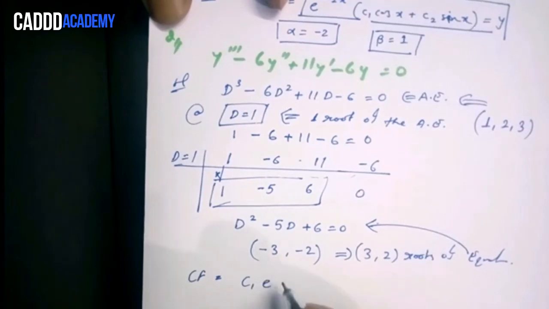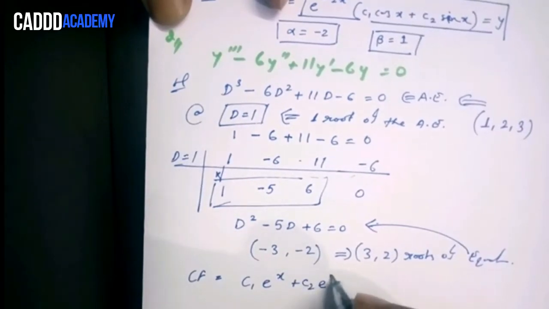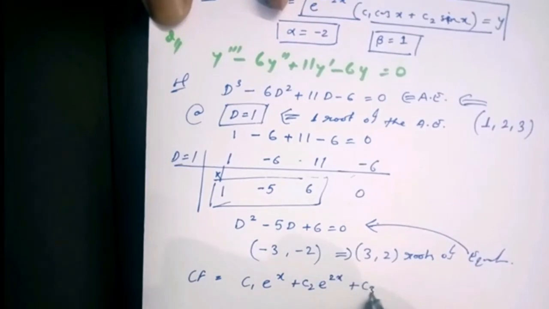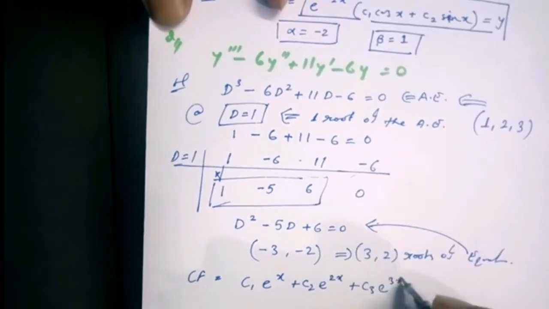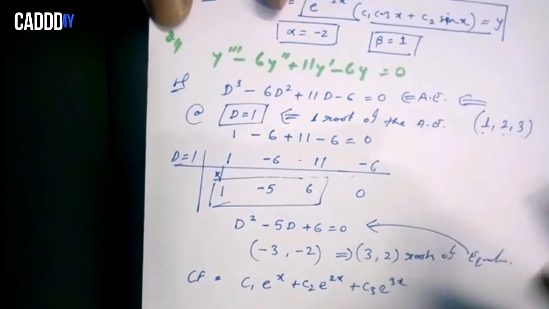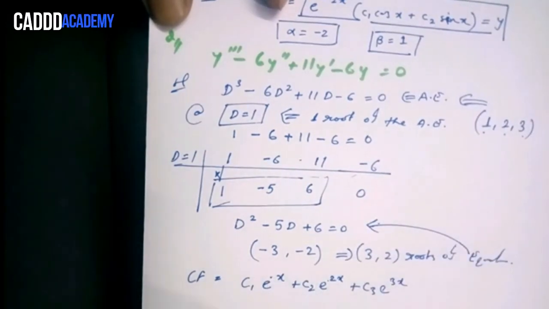So we know the complementary factor when we have three different roots: c1 e to the power x plus c2 e to the power 2x plus c3 e to the power 3x. So 1, 2, 3 here, and these three are constants. So this is how we can solve all the 4 cases of problems.